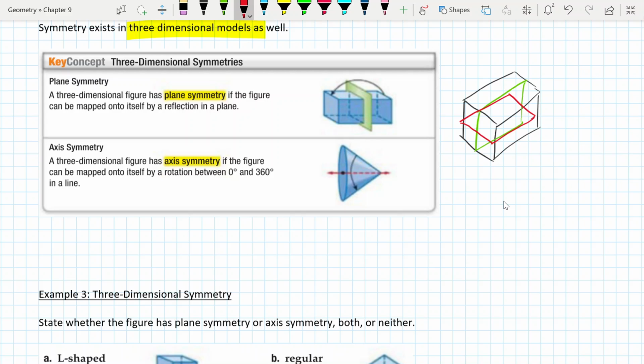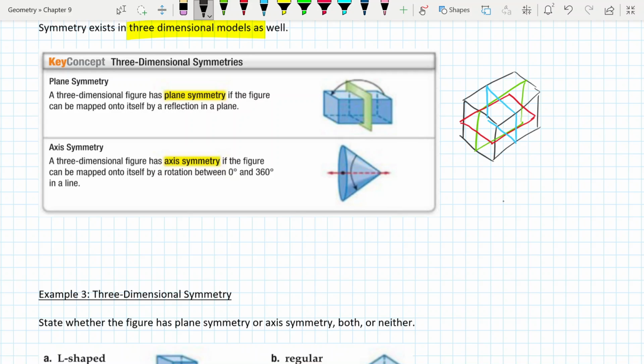So there are lots of different kinds of plane symmetry. They're just a little bit harder to visualize. But the easiest one is the box. It's got three of them. And the whole idea is after it cuts, it leaves the two pieces left over looking exactly the same.